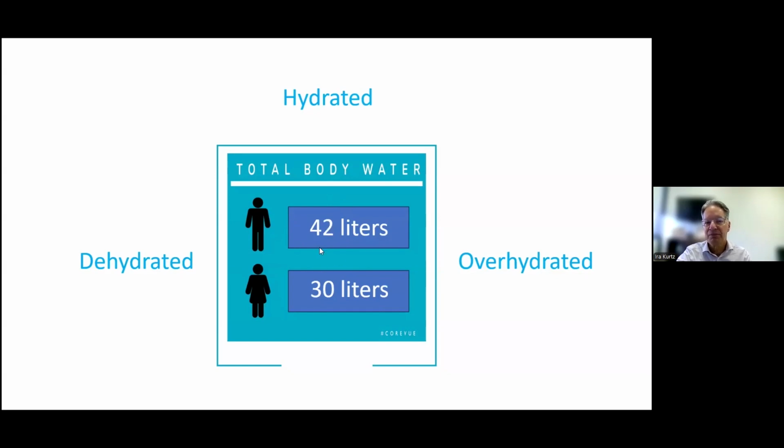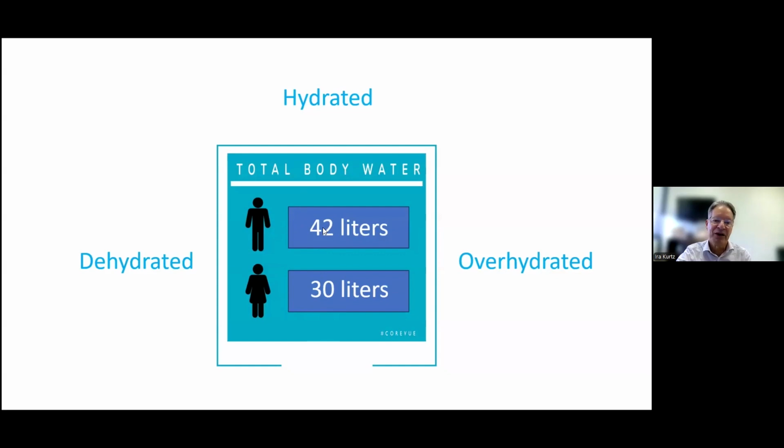Now, these two numbers of 42 liters in a male and 30 in a female are not absolute. It depends on how big you are. So I just took an average person. For a male, we usually think of kilos, not pounds. So a 70 kilo male would be a typical size of a male. That person would have 42 liters. But if the person's 80 or 90 kilo, they would have more water in their body. So it depends on your size. These aren't absolute numbers that you should try to memorize. And that then becomes the norm.